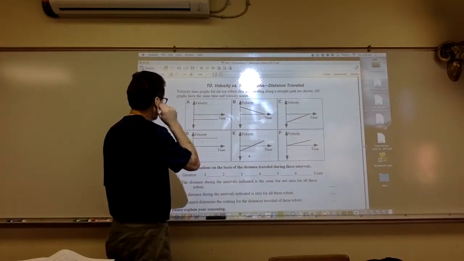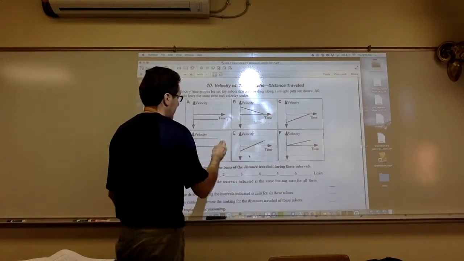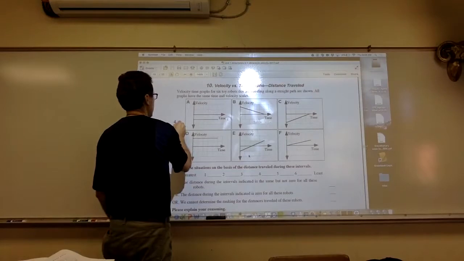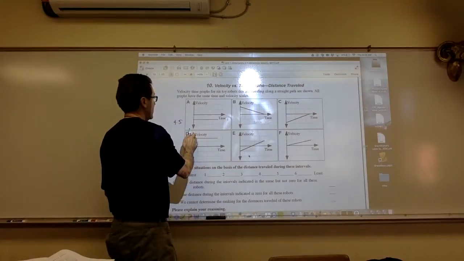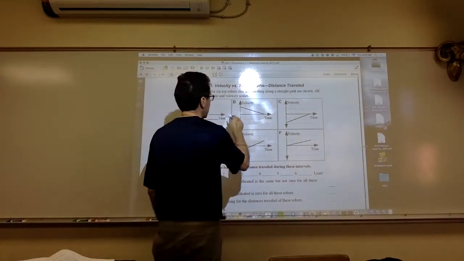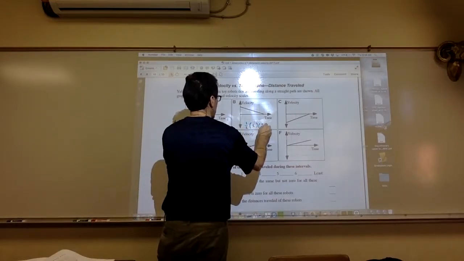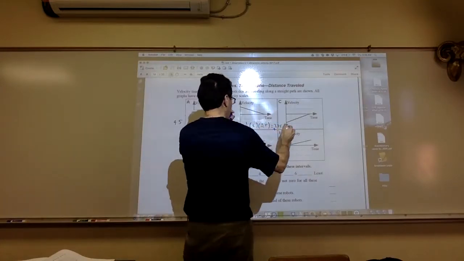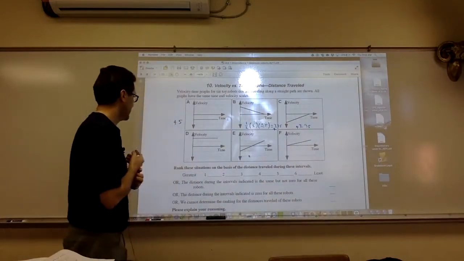And turn it into a positive number and add. So this one is going to be positive 5, basically. Okay, well, it's negative 5, but after you change it, it becomes positive 5. This one is going to be 1/2 base, which is 5 times height, which is 1.5. So that's 3.75 positive. This one is going to give me 3.75 negative, but in terms of distance, it's positive.